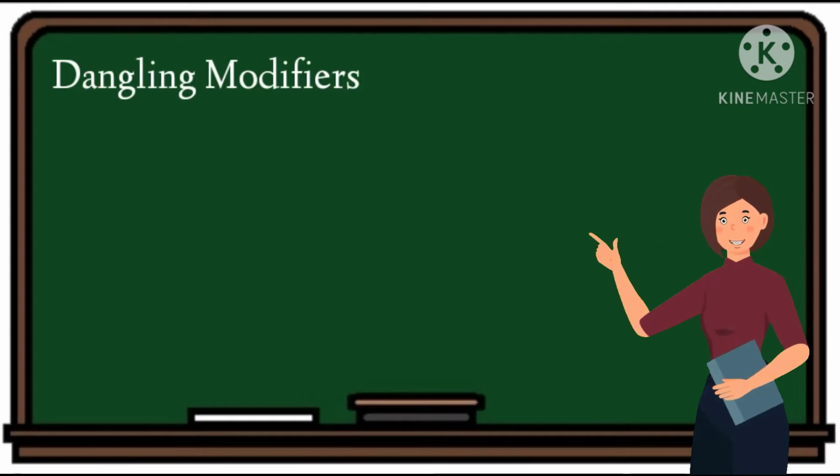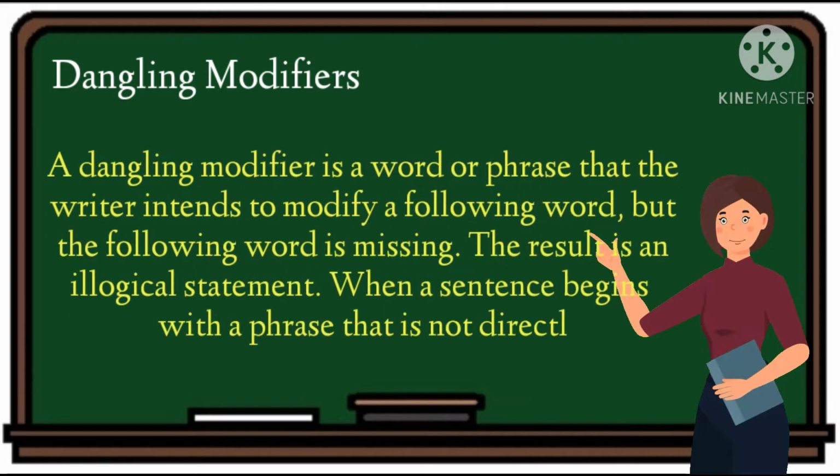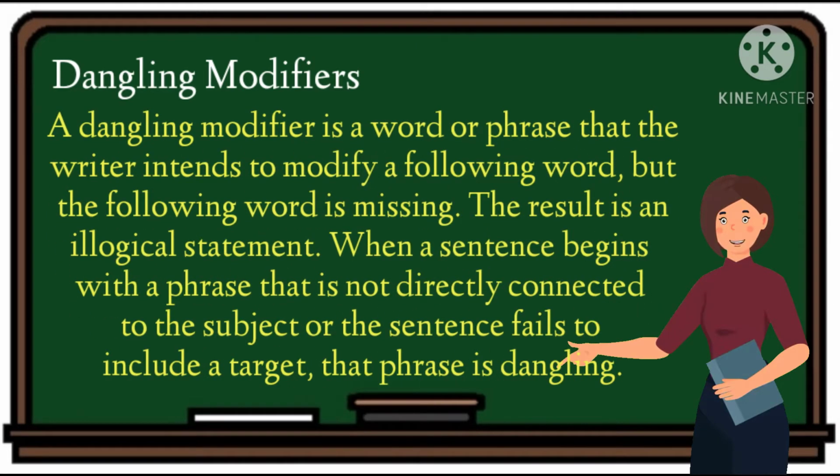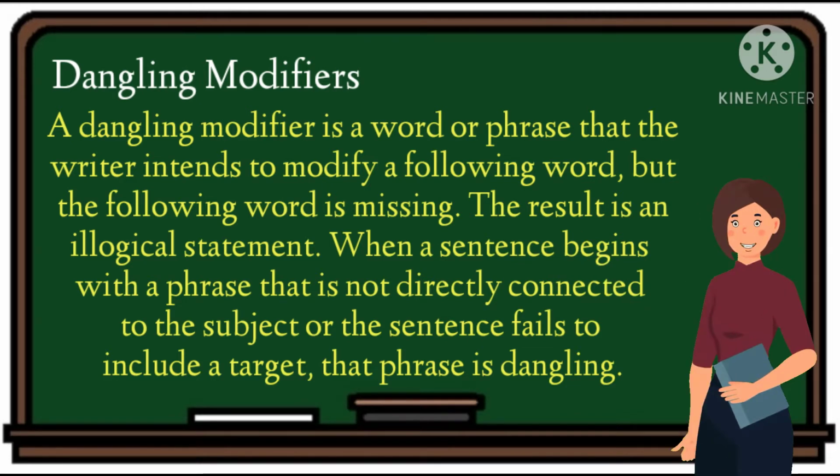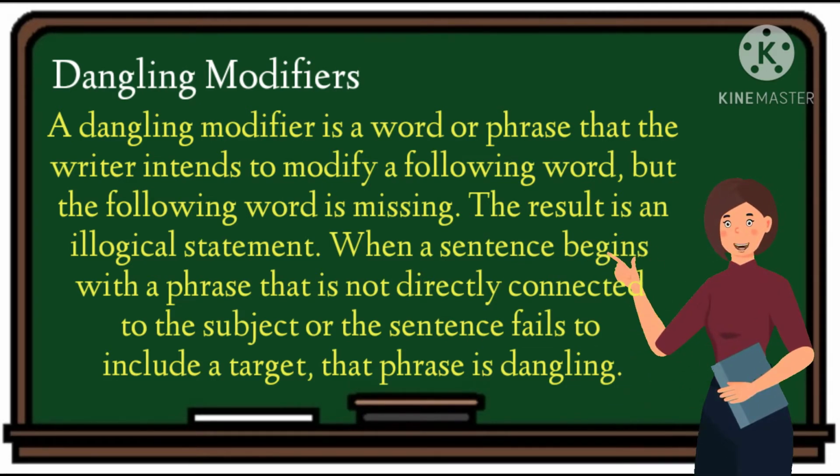When we say dangling modifier, it is a word or phrase that the writer intends to modify a following word, but the following word is missing. The result is an illogical statement. So when a sentence begins with a phrase that is not directly connected to the subject, or the sentence fails to include a target, that phrase is dangling.